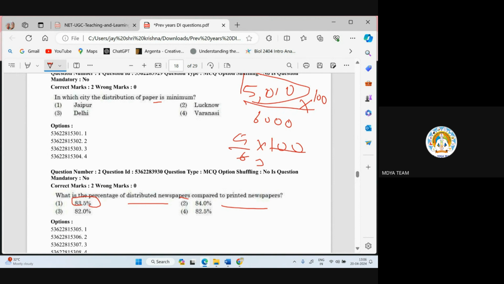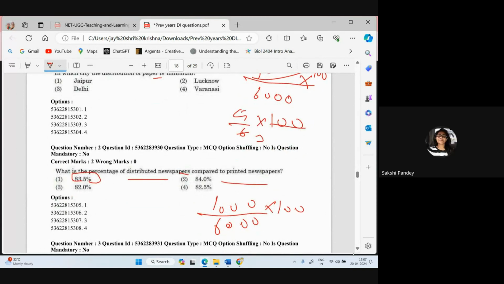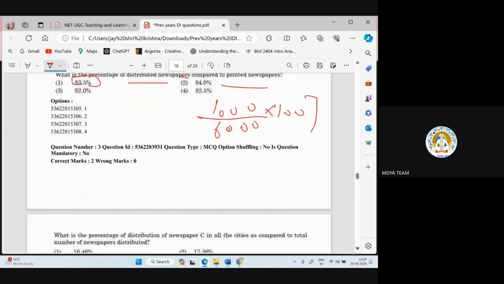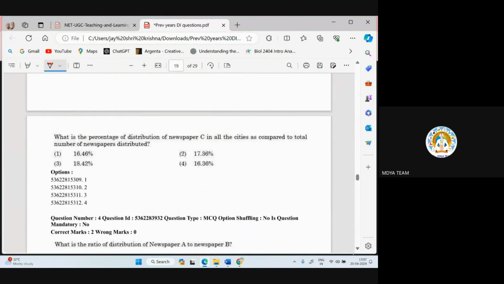So they can also ask you the percentage of undistributed newspaper. Can you calculate the percentage of undistributed newspaper compared to printed newspaper? Yes, sir. We will subtract 6,000 minus 5,010. So you will write 1,000 upon 6,000 multiplied by 100. We can directly subtract from 100 minus 83.5 also. Yeah, that also you can do. Very good. So by this you can calculate distributed and undistributed newspaper. Okay, next question.